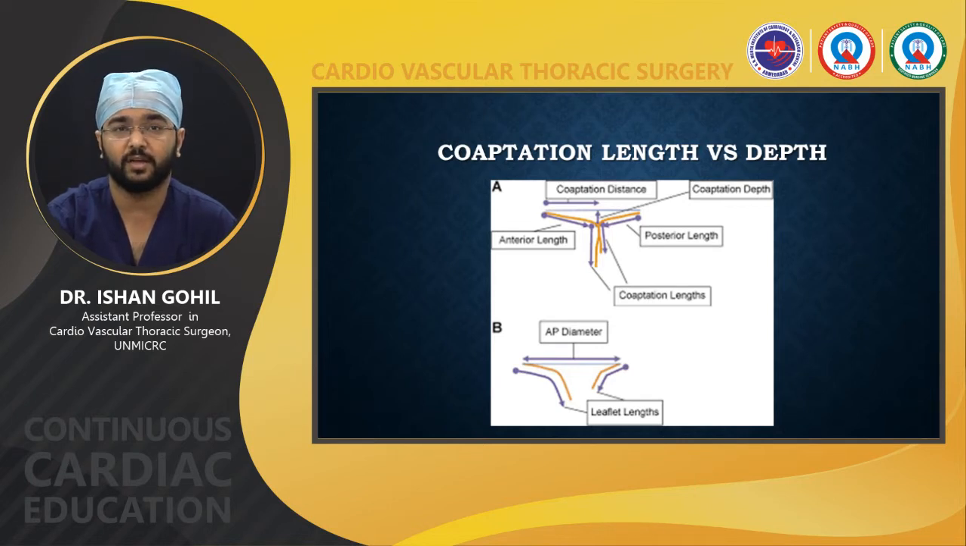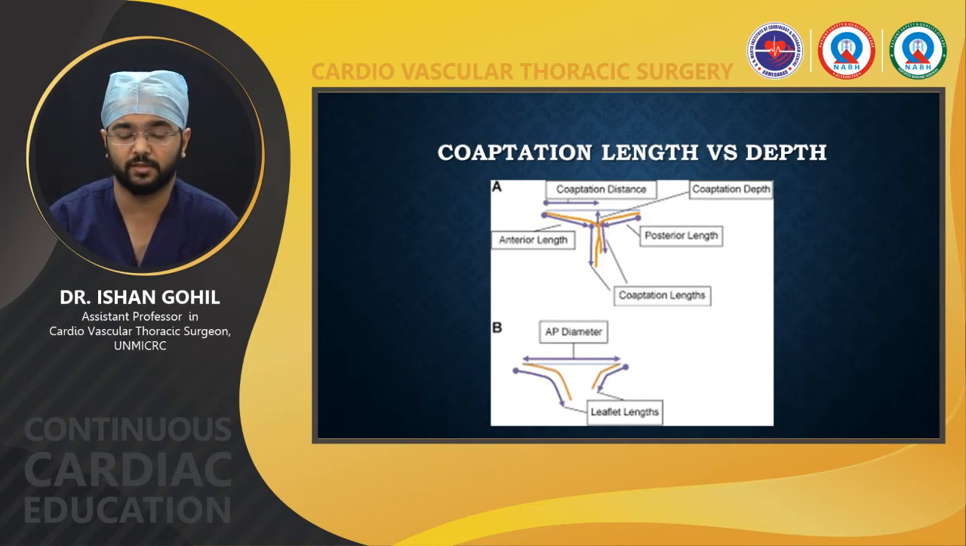And when the heart is in diastole, the whole of the coaptation line disappears because there is no coaptation point developed. So all these measurements are just for systole. In diastole there are only two diameters, the AP diameter and the total length of the leaflet. We cannot measure the coaptation distance, depth and length in diastole because of obvious reasons.